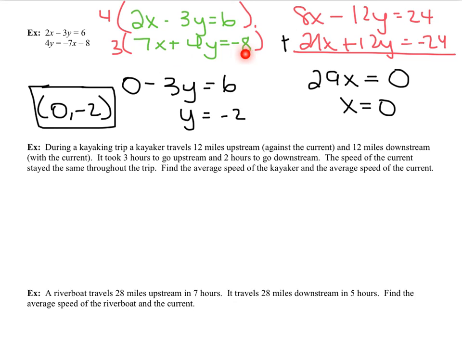So 7x plus 4y equals negative 8 becomes this equation written so it's stacked under the other one. I chose to multiply by 4 and 3 to get my y coefficients to match, but you could have also multiplied by 7 and 2. That would have just found your y variable first. Either way, you should have come up with 0, negative 2 for your final answer.